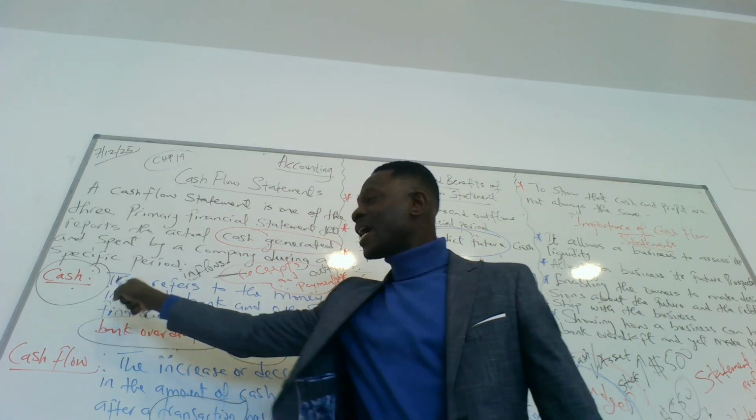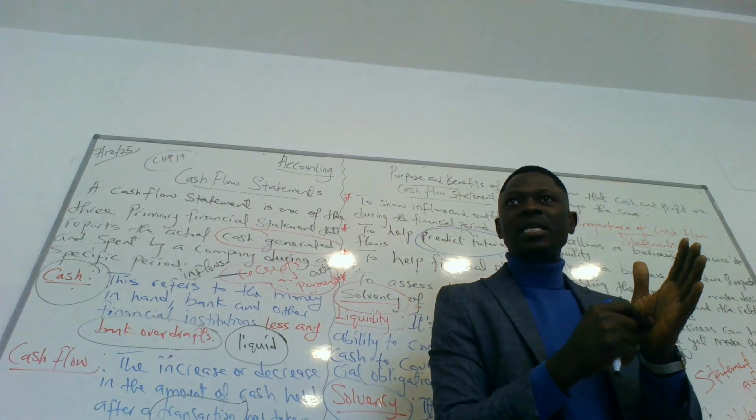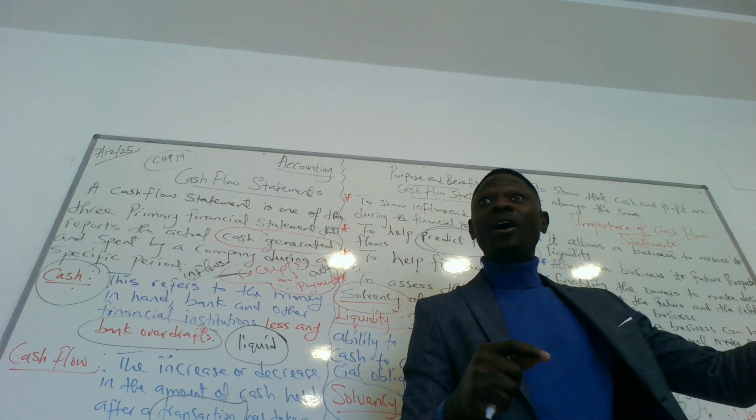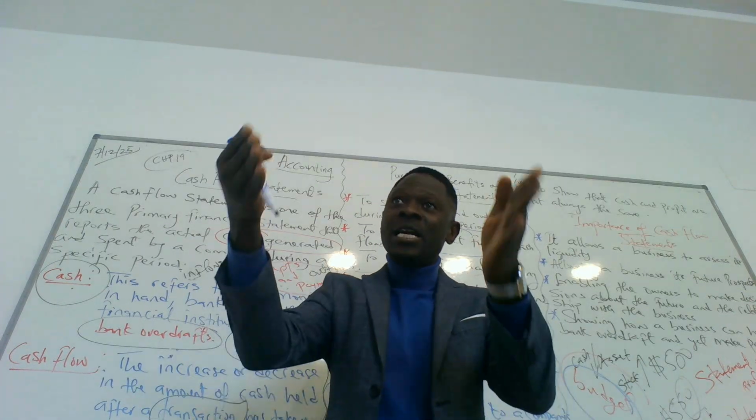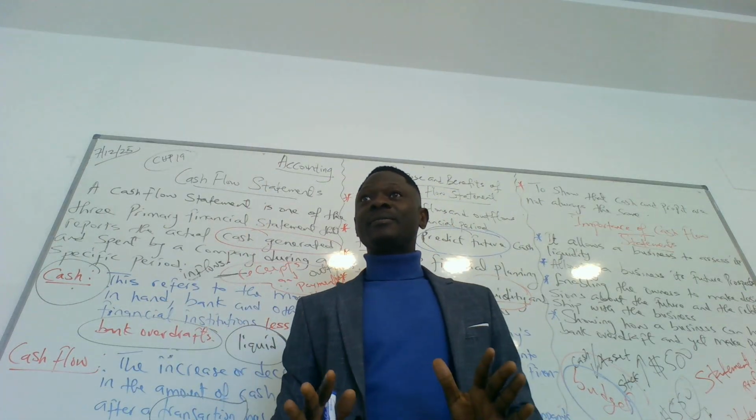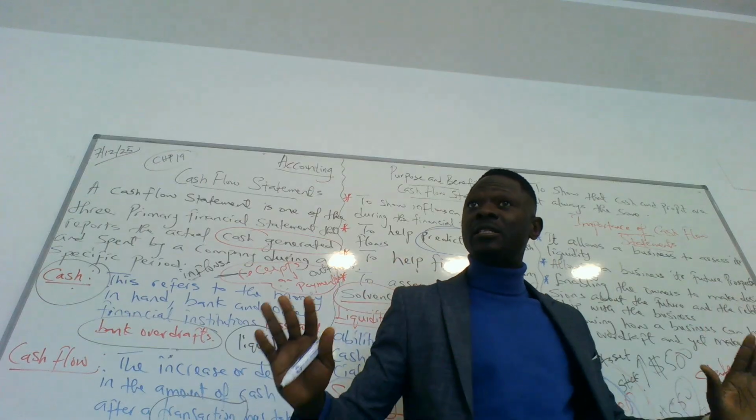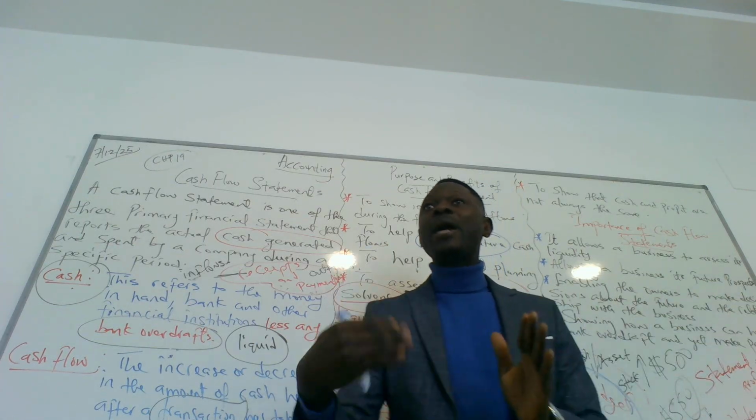A bank overdraft does not increase your cash, and it does not decrease your cash. That's why they say cash is what? It refers to that money that you have in the bank or at hand, minus your bank overdraft. Same, because a bank overdraft is a credit. Same goes to when you buy on credit.